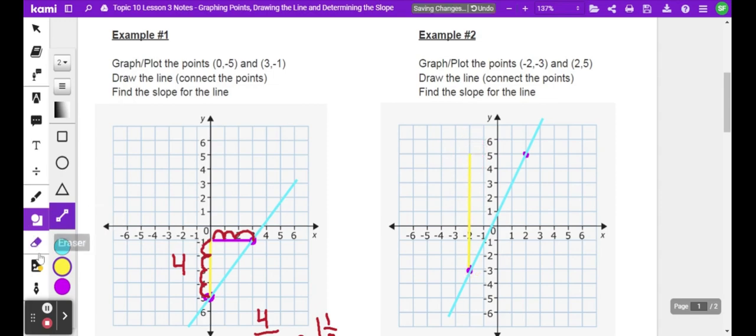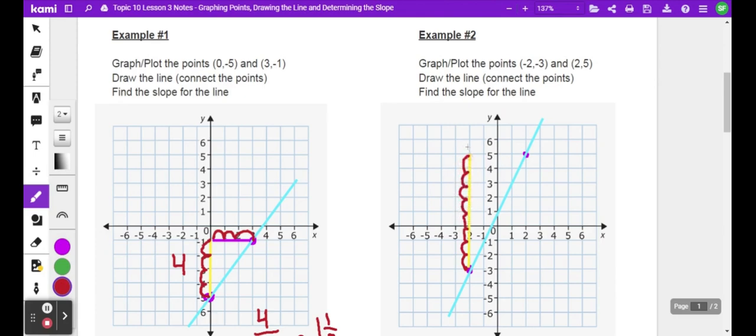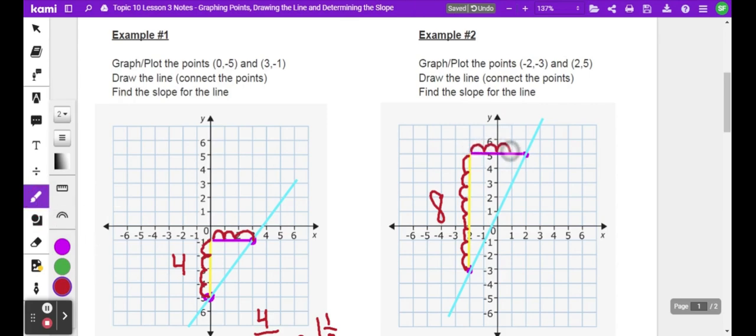So my yellow line again is my vertical change. My vertical change was 1, 2, 3, 4, 5, 6, 7, 8 for the vertical change or the change in y's. And then my horizontal change will be represented by my purple line here. And I can see that that horizontal change is going to be 1, 2, 3, 4. So again, slope is the vertical change over the horizontal change, so that is going to be 8 over 4. We can obviously simplify that to 2 over 1. We can just make that simply 2. So the slope of that line is going to be 2.